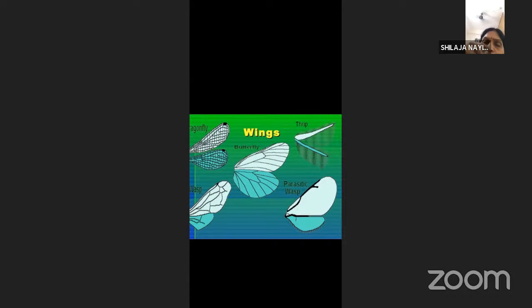We can write about that insect's mouth parts: siphoning type of mouth parts are present in the butterfly. Wings are scaly wings, as I said. And when we come to the antenna, what type of antenna is present in butterfly? Lamellate. So we can write all these things.